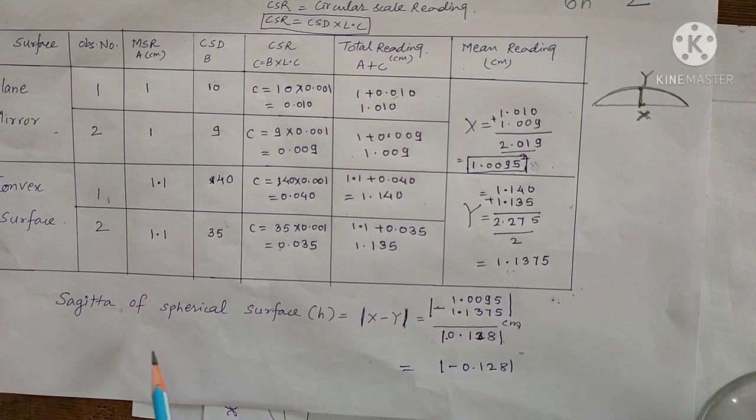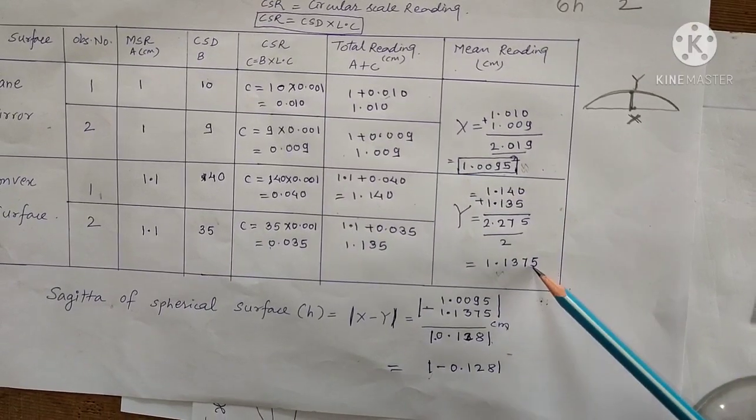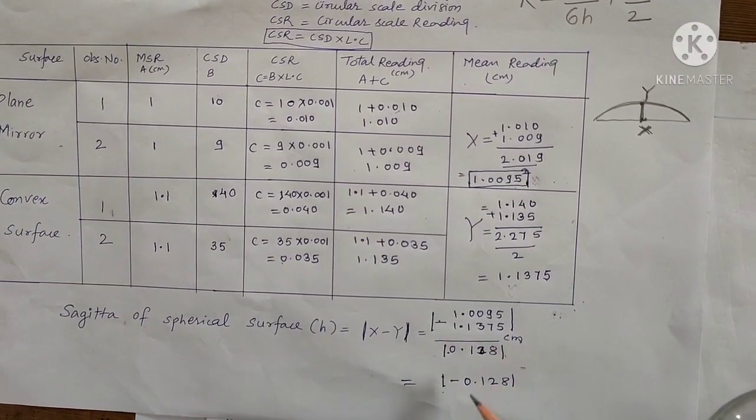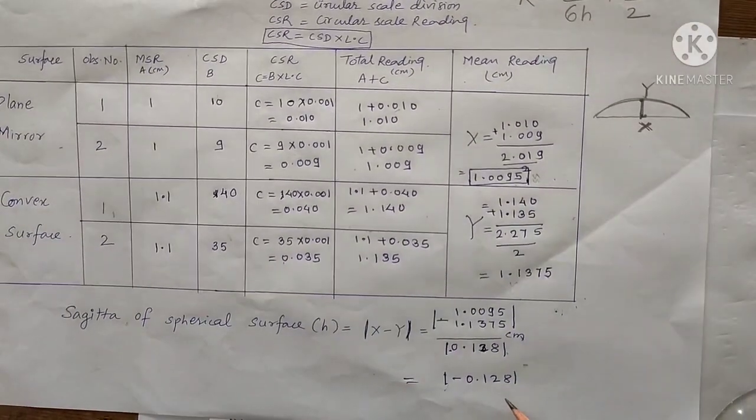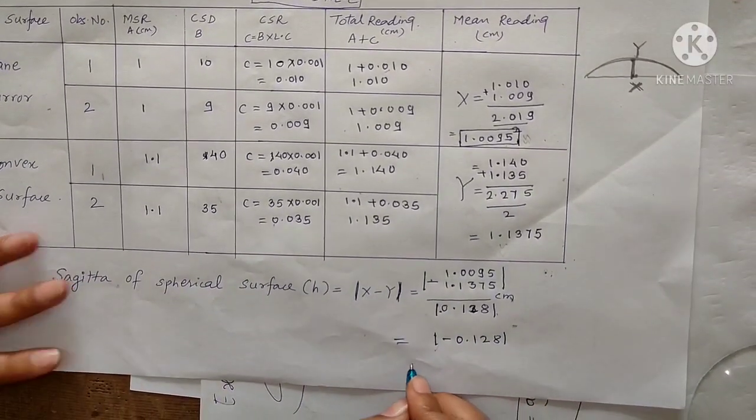So the sagitta of the spherical surface is equal to the difference between x and y, which is equal to 0.128. It is in the modulus sign, so therefore it is 0.128.